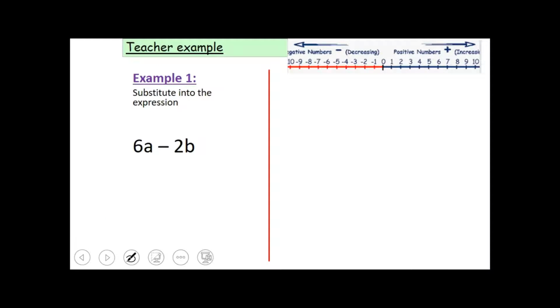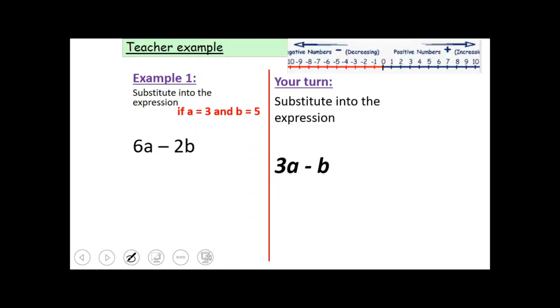Now, quick recap from our previous lesson up here. What you need to do now is make sure that we understand what the question says. It says here, substitute into the expressions. If A equals 3, B equals 5. So I'm just going to do this one here. All I'm doing is replacing the A value with the 3 and the B with the 5. So in other words, 6 times, remember the bracket is a times, replace that with the 3, take away 2 times B, which is 5. And then you close the bracket.